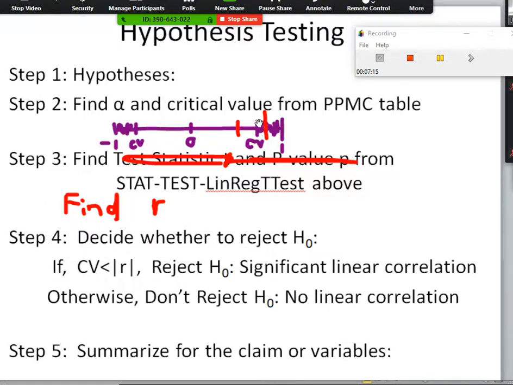And the thing about it is, remember, chapter 10 is always going to be two-tailed. So you're always going to have a negative side and a positive side. And then zero is in the middle, and -1 and +1 are on the outside. So let me show you.